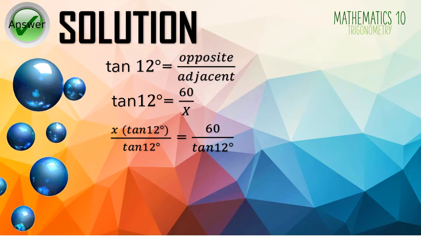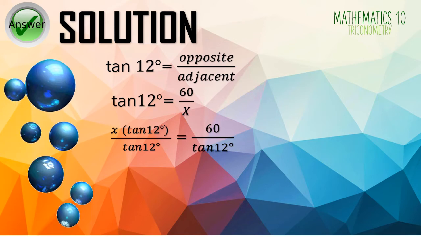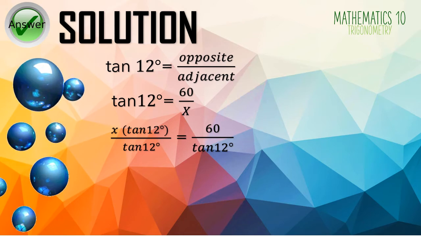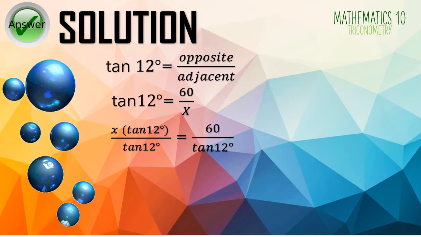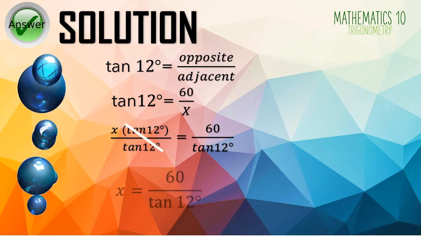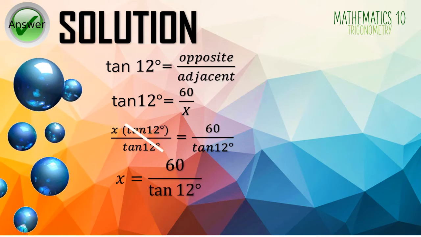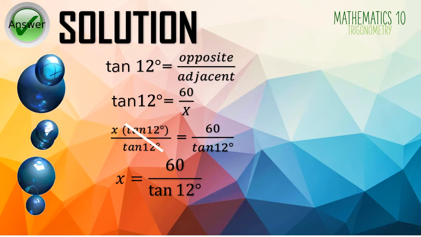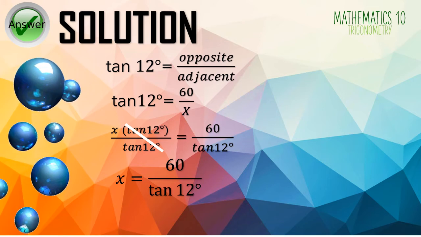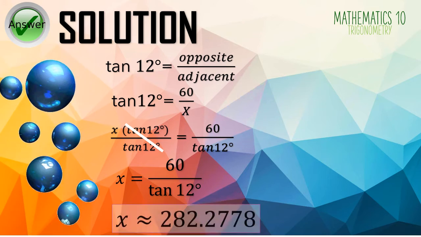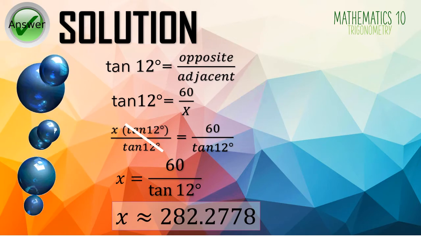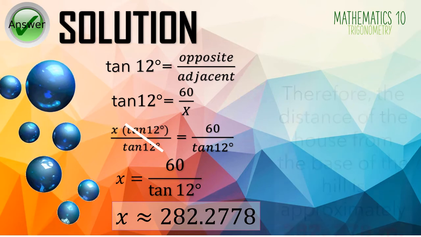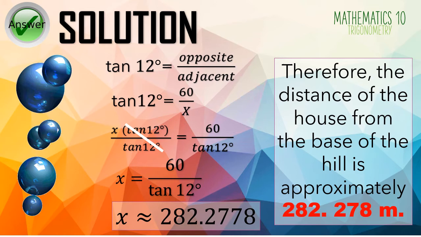equals 60. So here I'll just directly go on with isolating the x by simply dividing both sides by tangent 12 degrees. So we will cancel out, so we'll end up with x equals 60 divided by tangent 12 degrees. And in here, we can now input in our calculator and we will end up with our final answer, which is 282.2778. Okay, so we need to write it in sentence form.